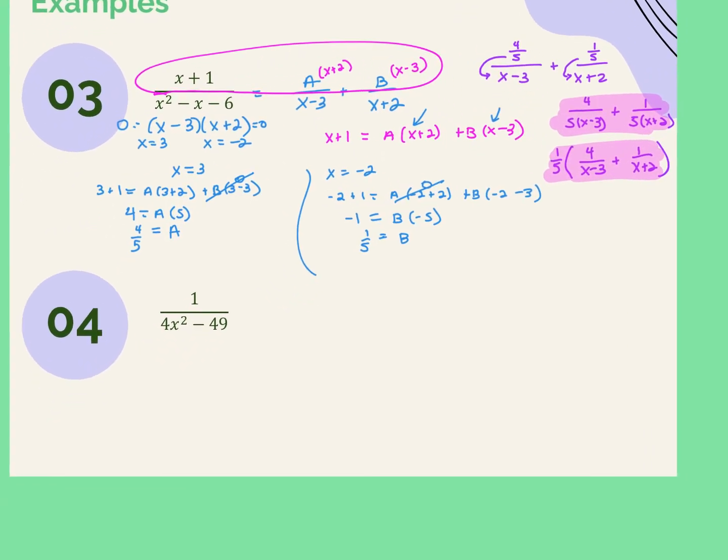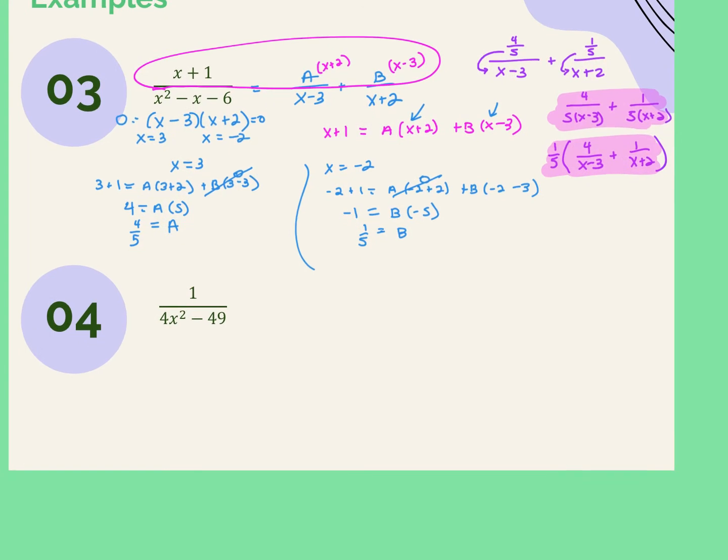Okay, 4 is next. Same steps. Factor the denominator. This time it's a difference of two squares. 4x squared square rooted is 2x, and 49 square rooted is 7, so 2x plus 7 and 2x minus 7. I get A over 2x plus 7 plus B over 2x minus 7. So multiply out what's missing here, and then look at your numerators.